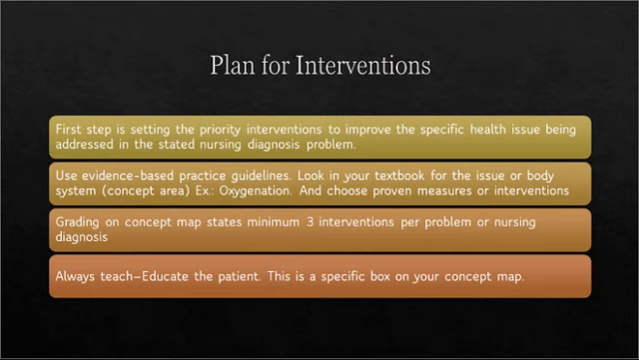So you're going to have 2 nursing diagnoses. It means you're going to have 6 interventions. 1 problem-focused problem, 1 risk or health promotion problem. Always teach, educate the patient. This is a specific box on your concept map. So if you look at page 1, page 2, we get to page 3 of your concept map, and you have nursing interventions, client education, outcomes evaluation.